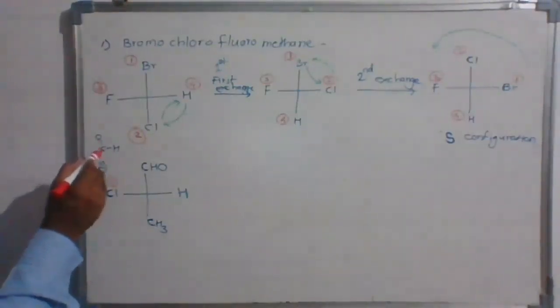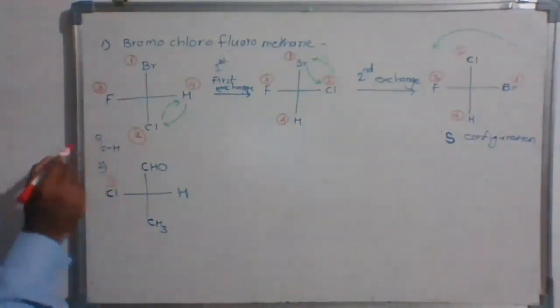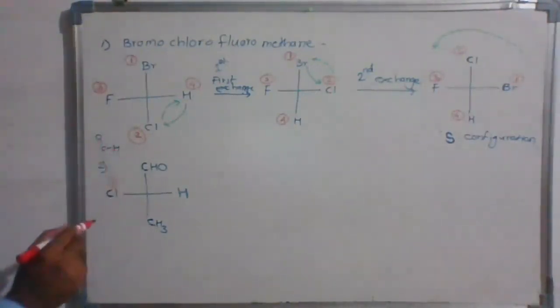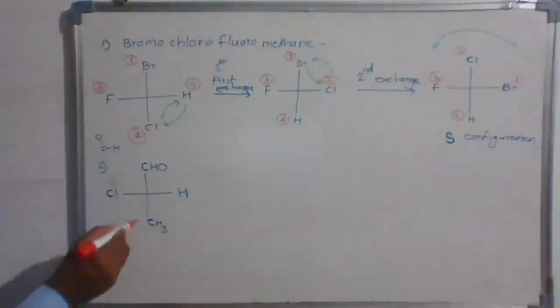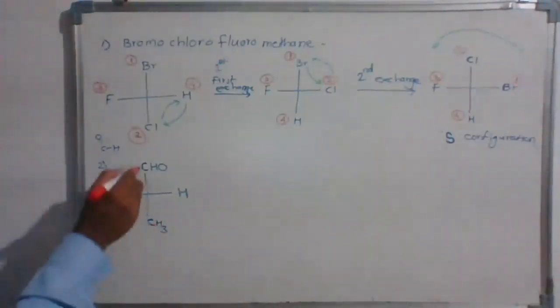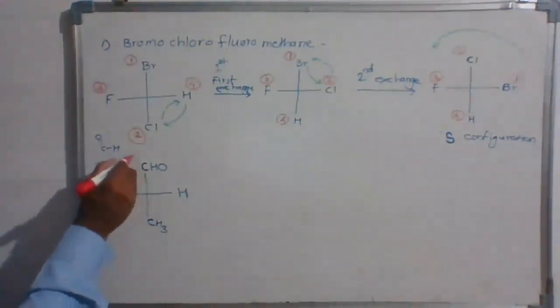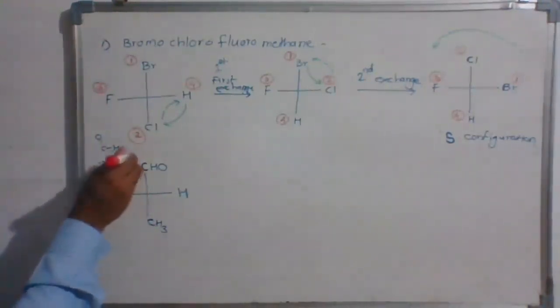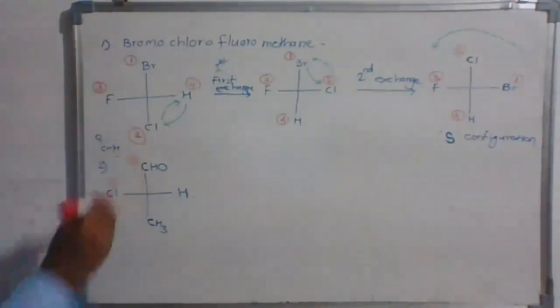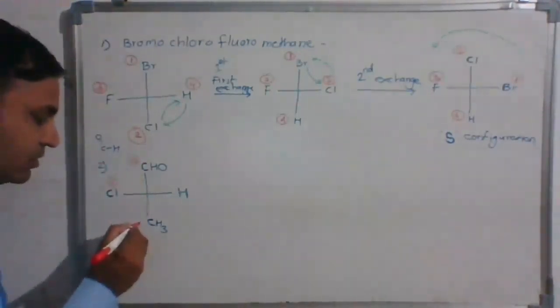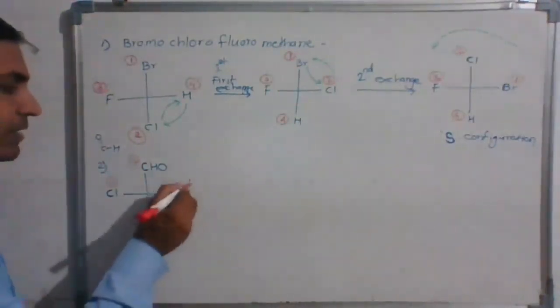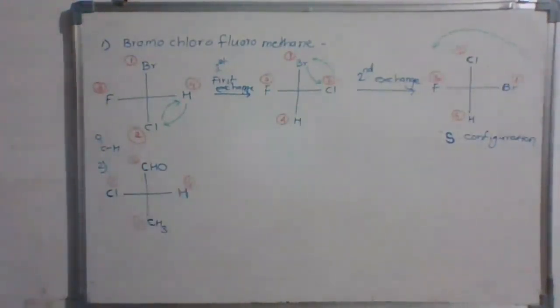So we shall treat that carbon is having 2 oxygen atoms and 1 hydrogen. In case of methyl group, all the 3 atoms are hydrogen. So this CHO will get second priority. CH3 will get third priority and hydrogen will get fourth priority.